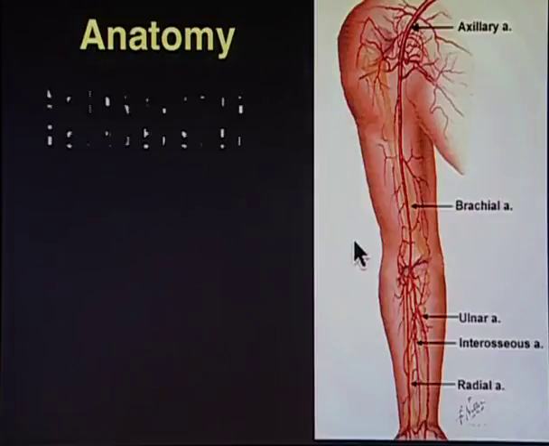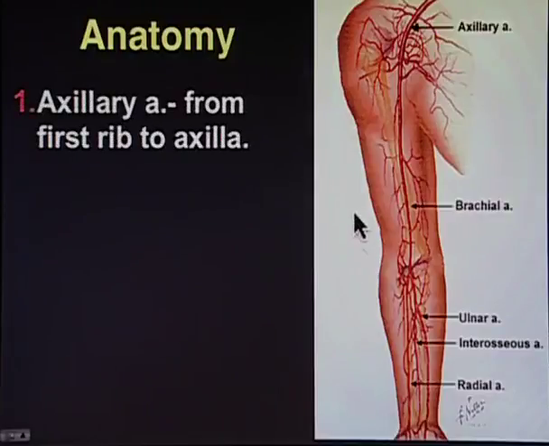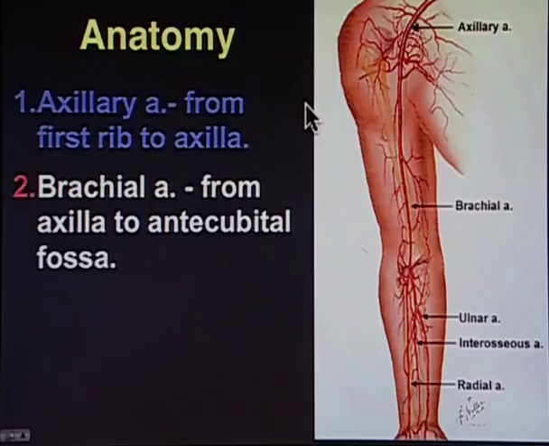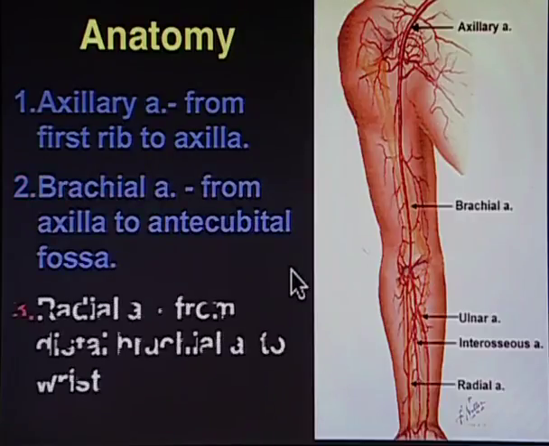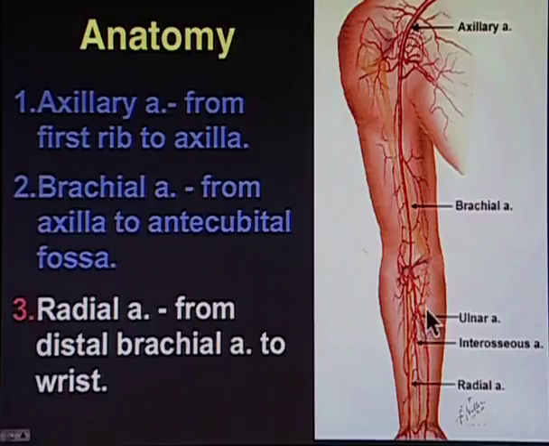Now the anatomy of the arm consists of the axillary artery, and this goes from about the level of the first rib to about the axilla. Next is the brachial artery, and this courses from the axilla down to the antecubital fossa, right in this region. And right in the antecubital fossa, it gives rise to the radial artery, and this is a distal branch from the brachial artery that travels down to the wrist.